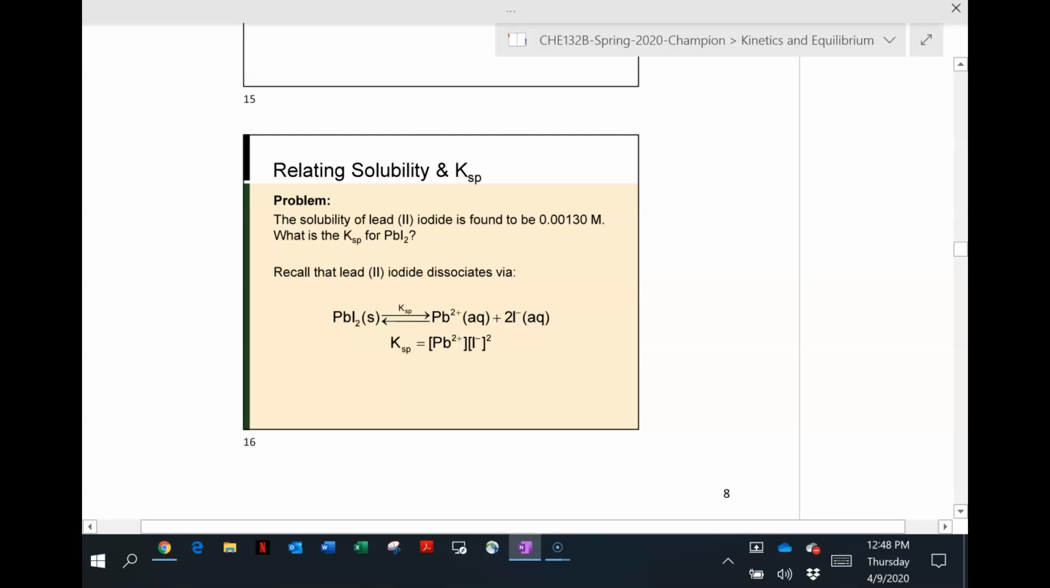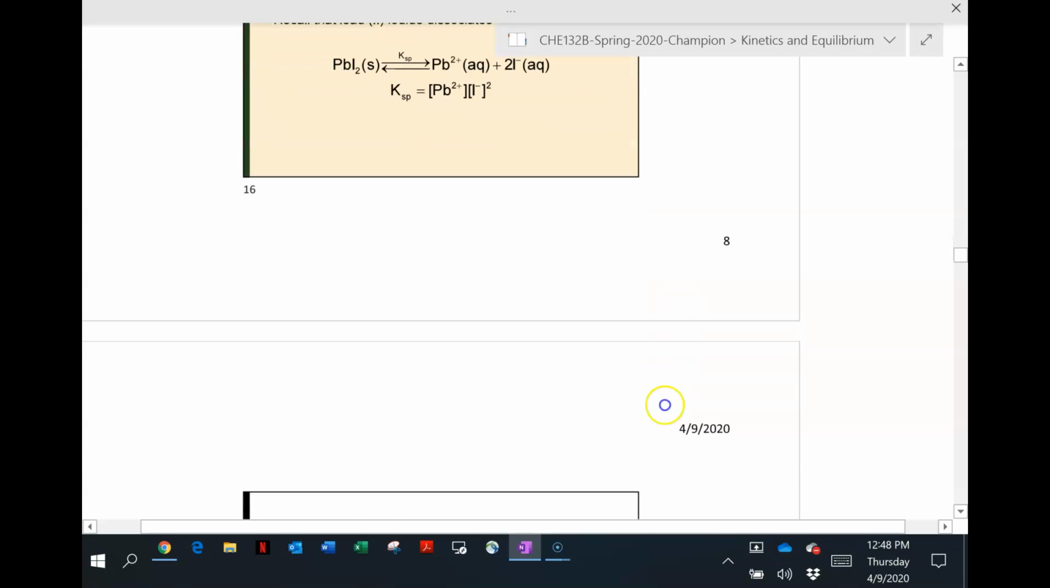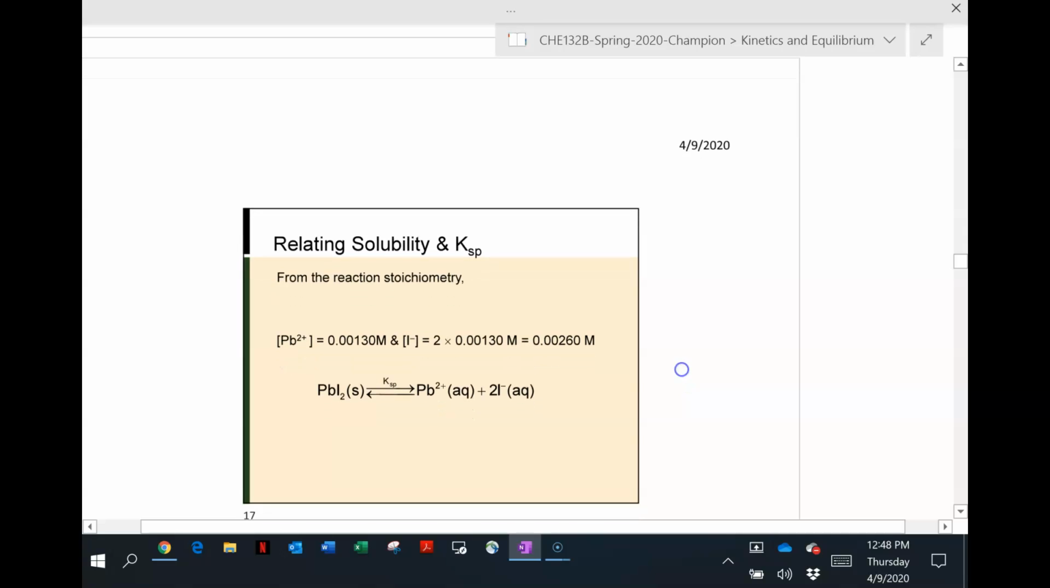Well, lead iodide dissociates, as you see here: PbI2 solid in equilibrium with lead 2+ ion plus 2 iodide ions. We write the Ksp expression, and then we think about our ICE chart, which they left out here, so let's write one. Leaving the solid out, if we start out with 0 of this and 0 of that, this is going to be plus x. This is going to be plus 2x. So x and 2x, just like the example before.